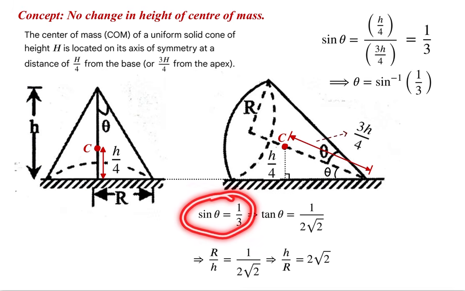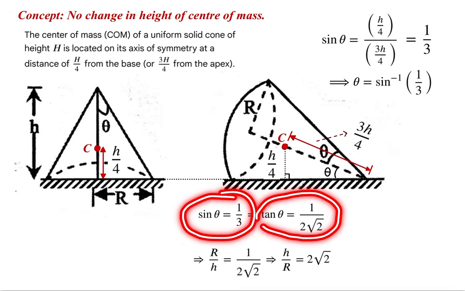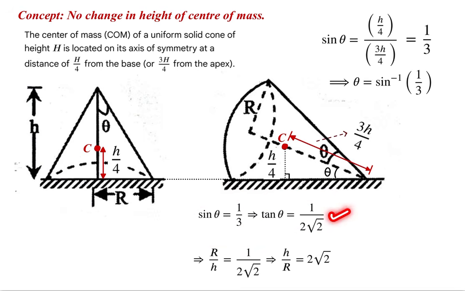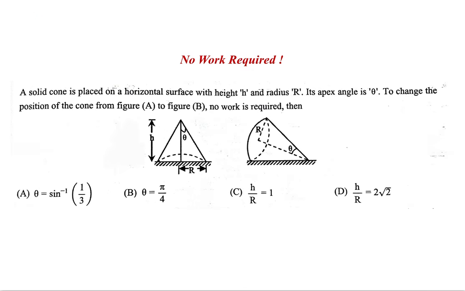Now we have sin theta equal to 1 by 3. Therefore we can write tan theta as 1 by 2 root 2, because if we know any trigonometric ratio, we can write the values of the other trigonometric ratios. So tan theta will come out to be 1 by 2 root 2. From this diagram we can see that tan theta is r by h. This is also a right triangle formed here. So we replace tan theta with r by h. So r by h equal to 1 by 2 root 2. Therefore h by r equal to 2 root 2. So the correct options here are option A and option D.